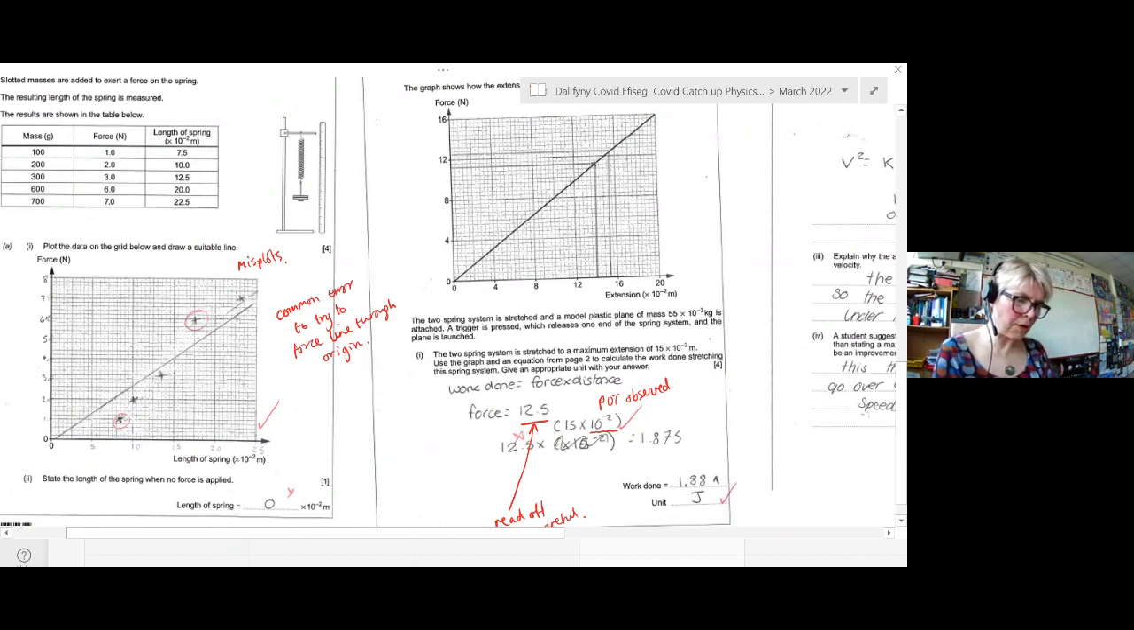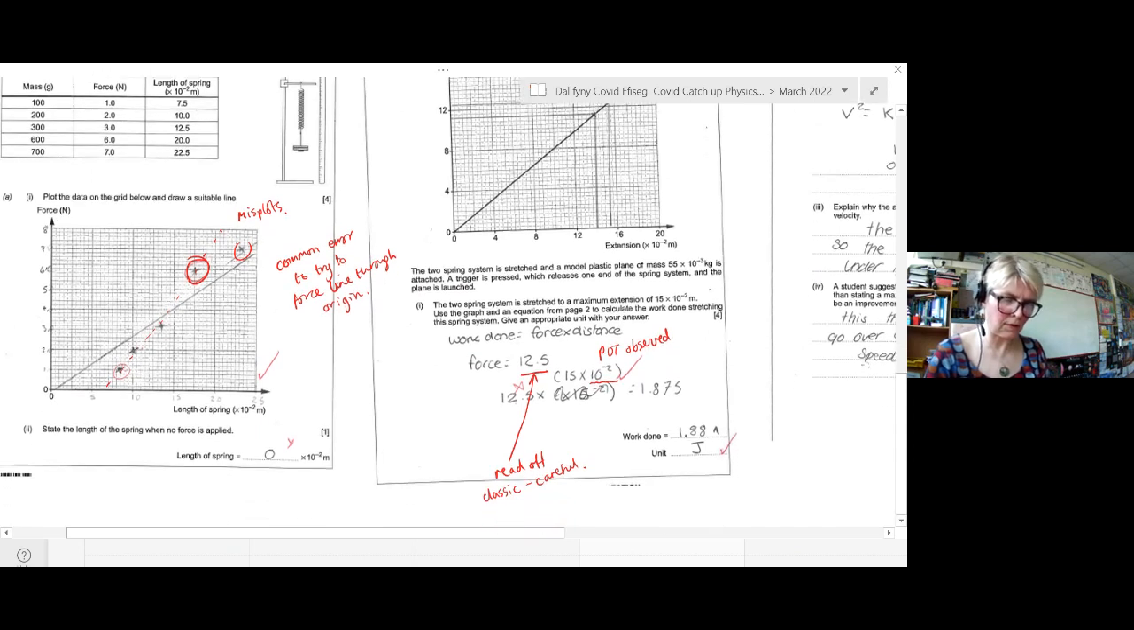A very common error: he's tried to force his line through the origin, even though it's one squared off, so it's not actually going through the origin. The trend would be somewhere like here. I wonder if this one is misplotted. 22, no, that looks right. 7, no, I wonder, it must be this one that's misplotted. So my line would be a little bit more rotated.